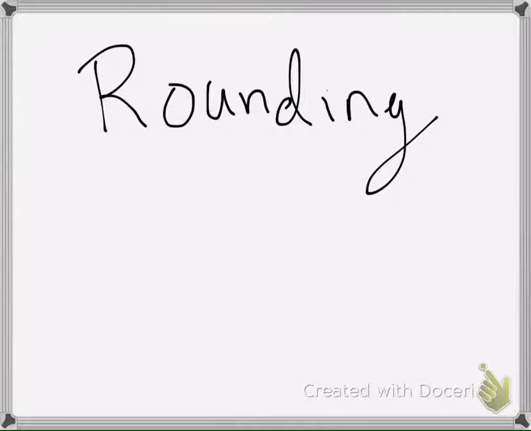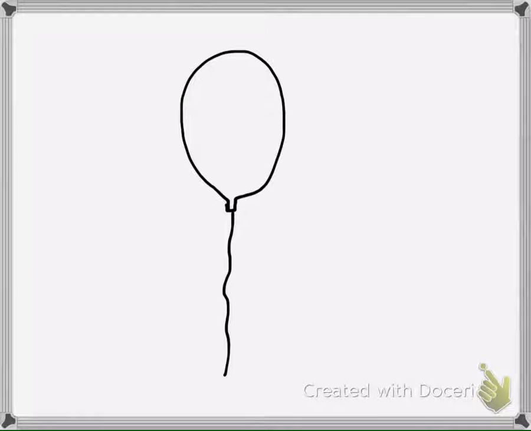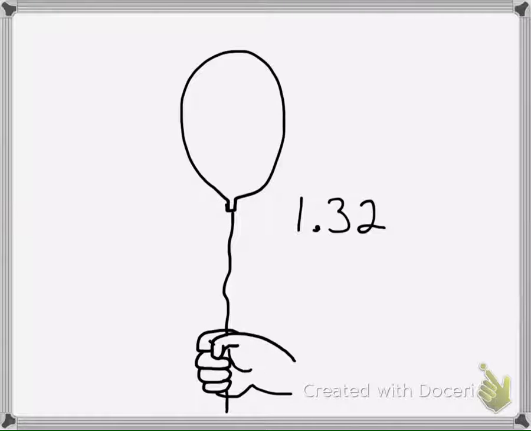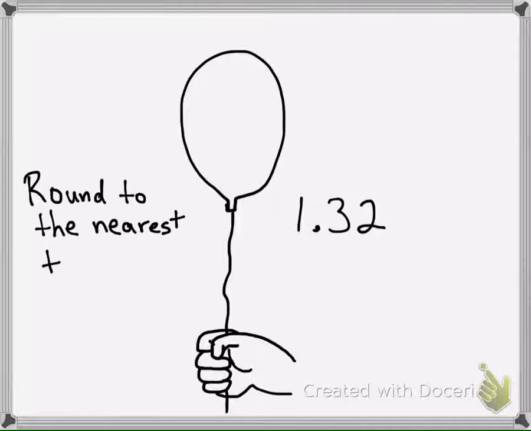Alright, we're going to talk about rounding on this video, and we're going to start with a quick activity. The activity that I want to show you is, pretend that we have a balloon and you're holding the balloon in your hands. So let me draw a hand real quick. Alright, and then we have a number that we need to round. So we have 1 and 32 hundredths. And the instructions are to round to the nearest tenth place.